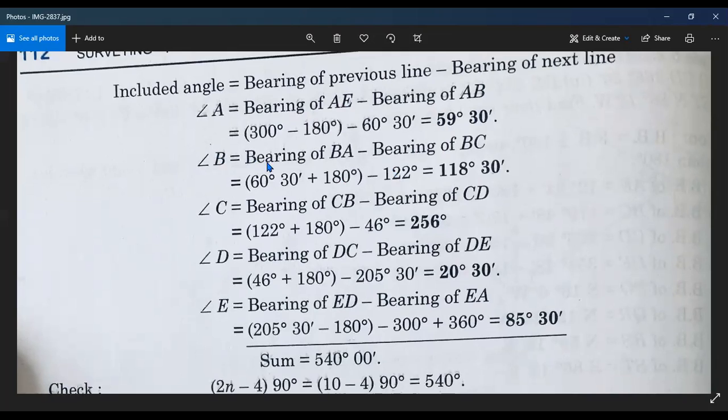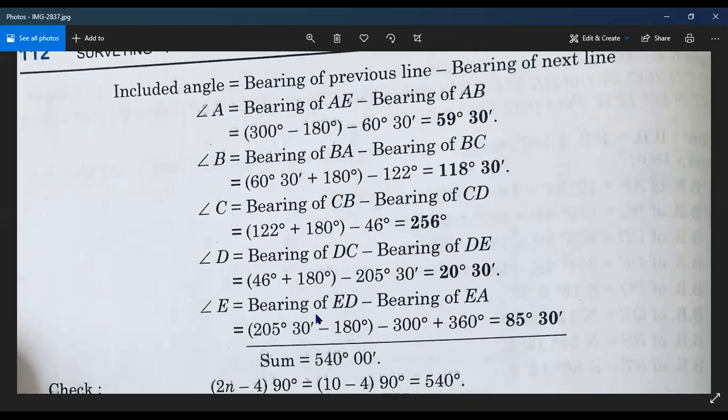Come to angle B, the bearing of BA. The bearing of BA is nothing but the back bearing of AB. AB's forward bearing is 60 degrees 30 minutes, which is lesser than 180, so adding 180 will give you the back bearing of line AB. Bearing of BA minus the bearing of the next line. The next line is BC, given as 122 degrees. So that will give you 118 degrees 30 minutes.